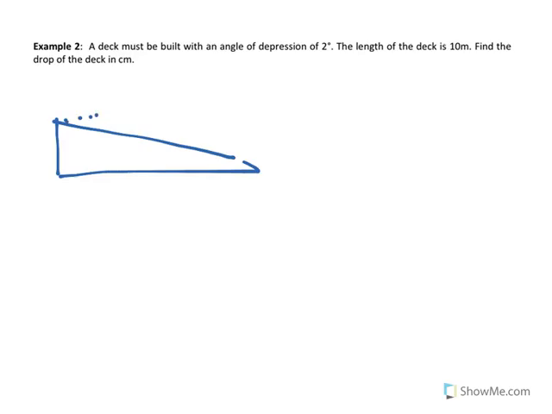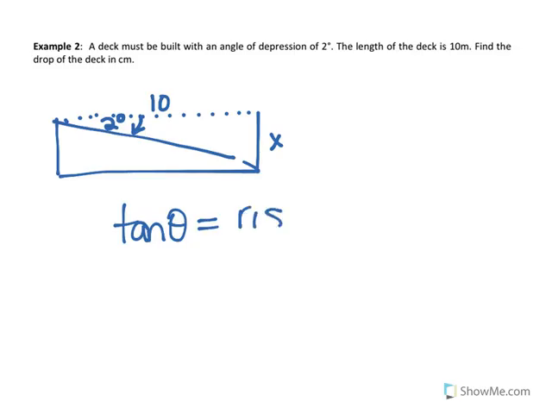So here's our deck. We know it's going to have a decline of 2 degrees, and that's where the 2 degrees goes. We want to know the drop of the deck. So this is what we are looking for. It has a horizontal distance of 10 meters. So we know the rise, or we don't know the rise, but we know the run. So we know tan of our angle is going to be rise over run.